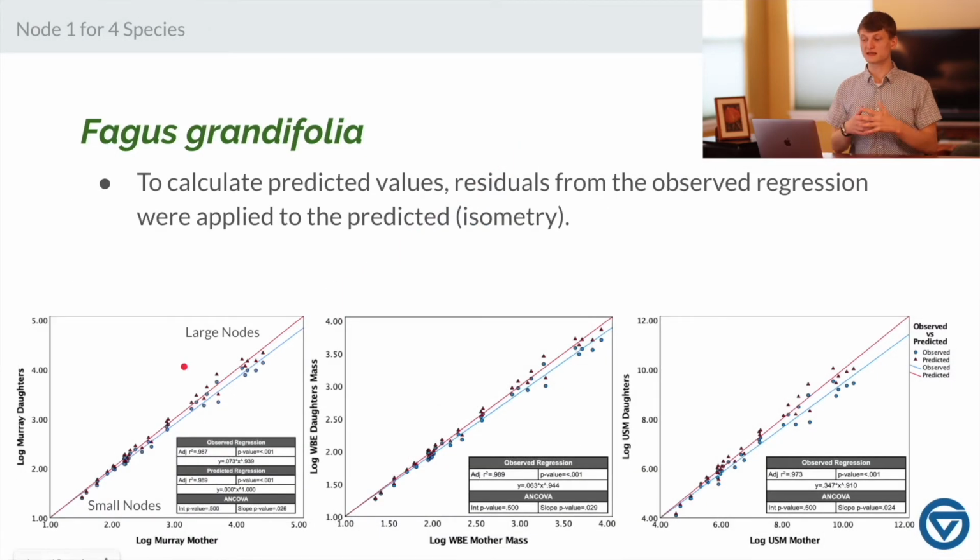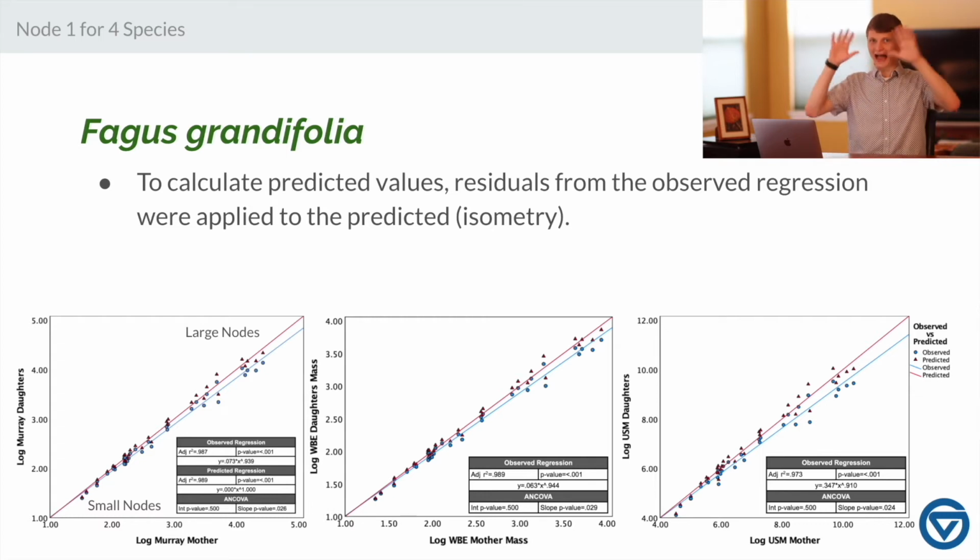Now, those predicted values were actually calculated using the residuals from the observed regression and then applying them to the predicted, which is just isometry. That's to make a more fair comparison, because it'd be too easy to find significance comparing the observed to just perfect isometry. I also want to quickly point out that this table here is the predicted regression information, and that's omitted from the future tables, just because it's always going to be the same. The y-intercept is always going to be 0 or practically 0, and the slope is always going to be 1.